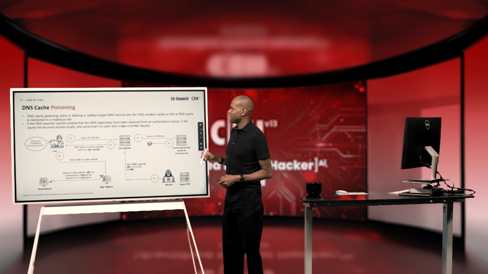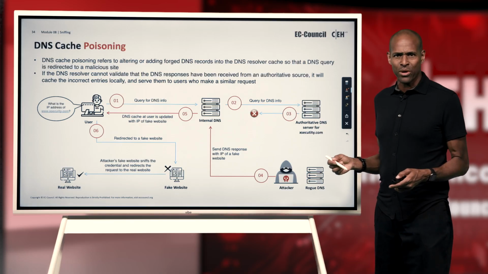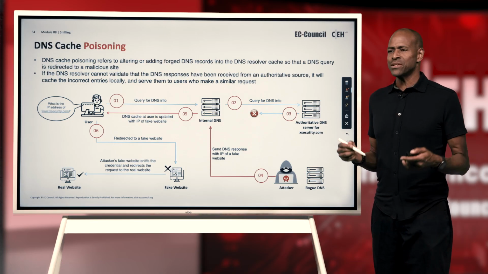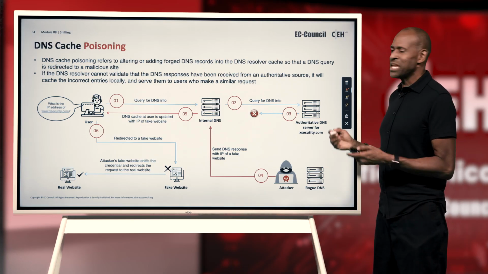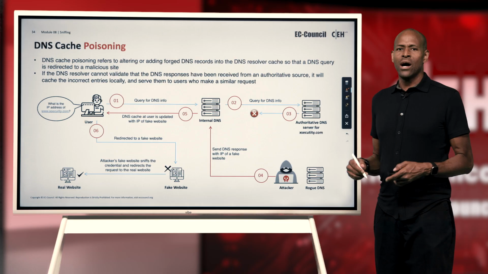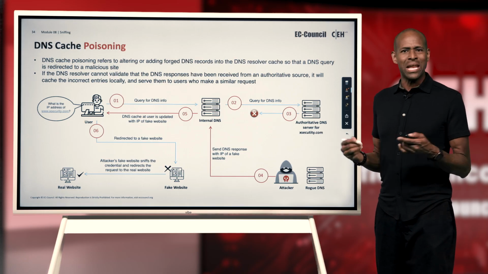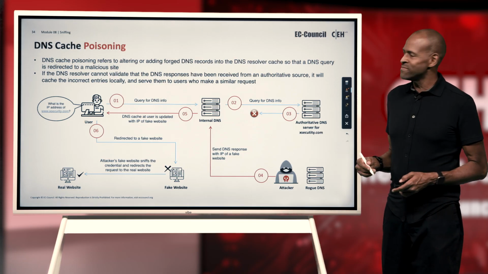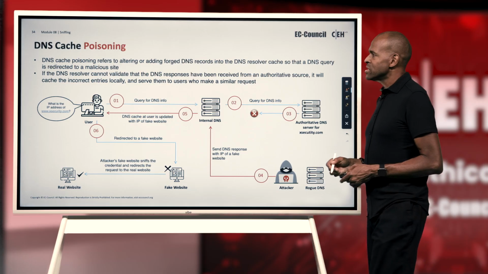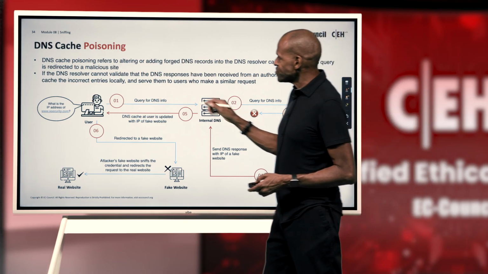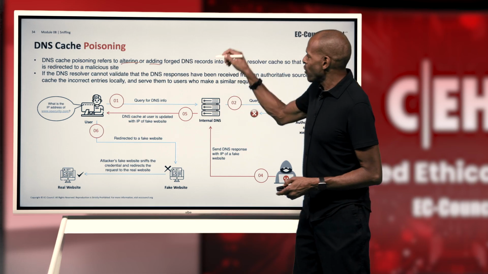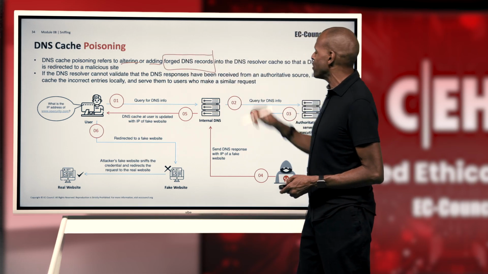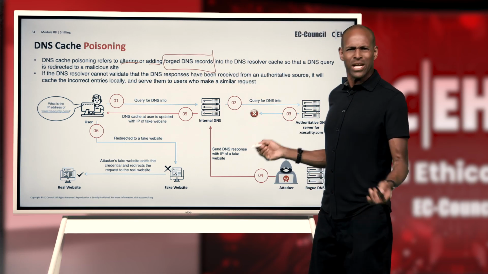And then the next thing we look at is DNS cache poisoning. As we go through the rest of this class, you'll see there are all kinds of caches. We just talked about ARP cache, and now we have DNS cache. We'll see there's browser cache and many other stashes of information. So what happens in this case is we're going to alter or maybe add forged DNS records into the resolver cache. What is resolver cache?